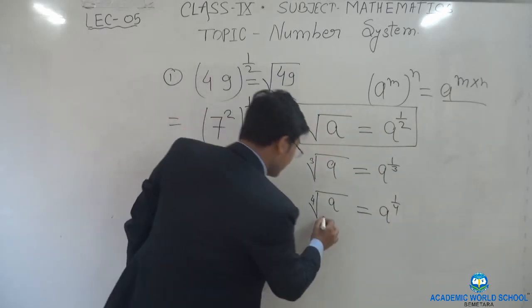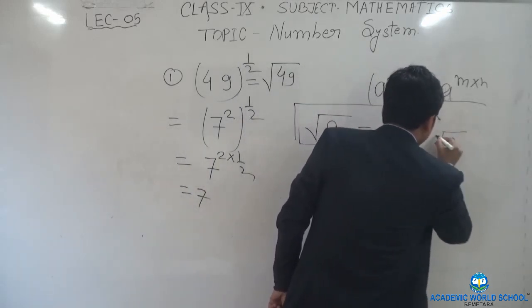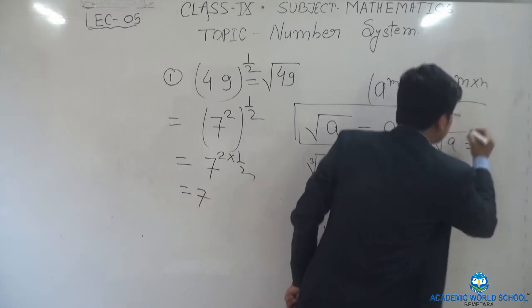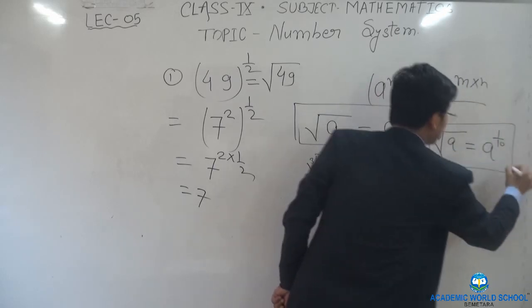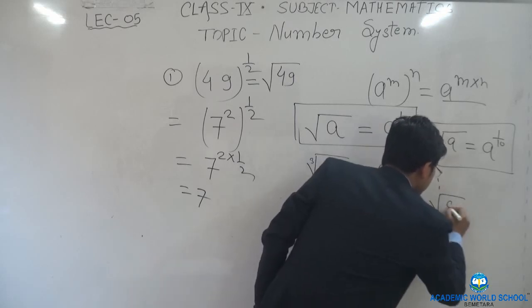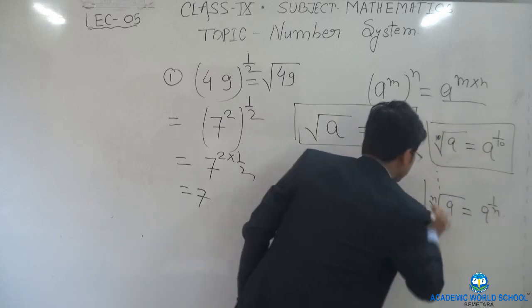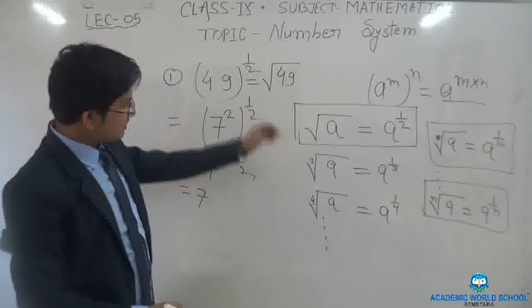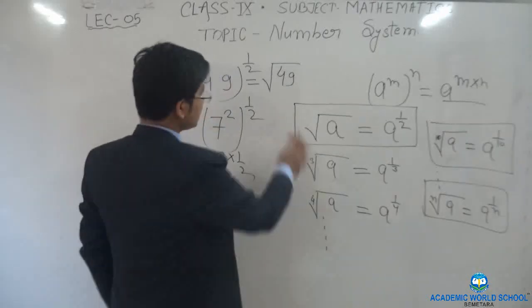So if someone is writing a and here it is 10, what does it mean? It means a to the power 1 upon 10. And if there is n, it will become a to the power 1 upon n. So this is the concept we have used here.